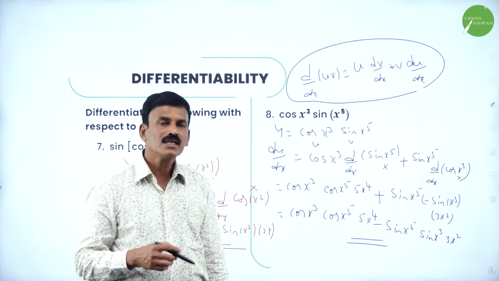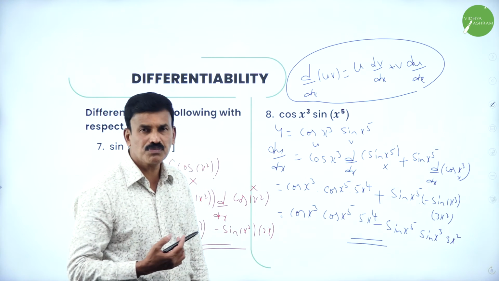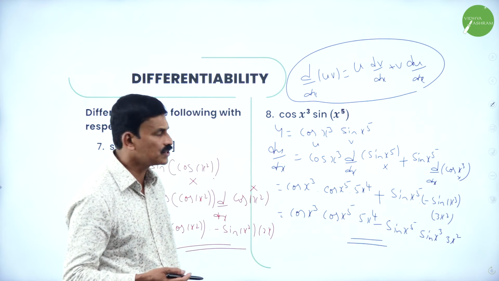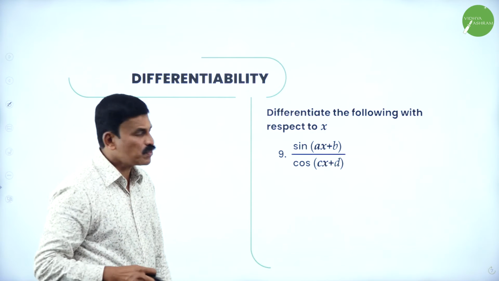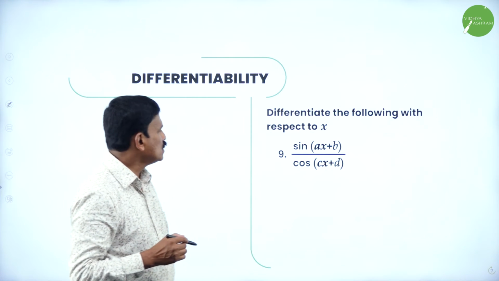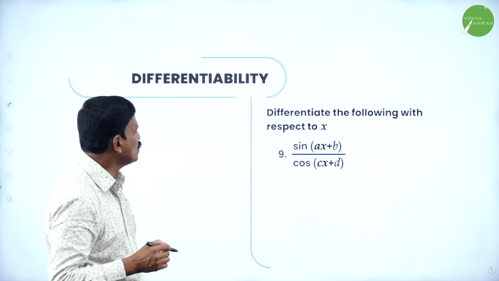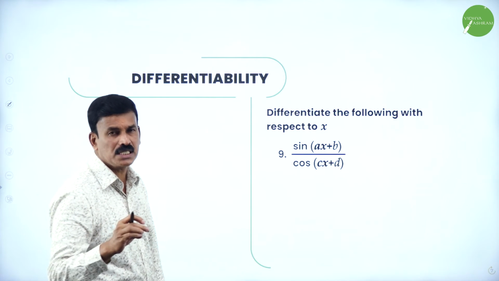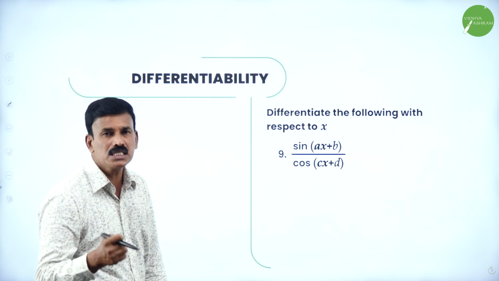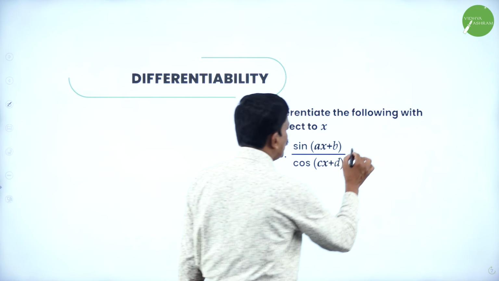Hope you are following. Now this is u into v, product rule and function of a function. Now let us come to the next problem. The next problem is sin of ax plus b divided by cos of cx plus d. If you observe carefully, this is of the form u by v.